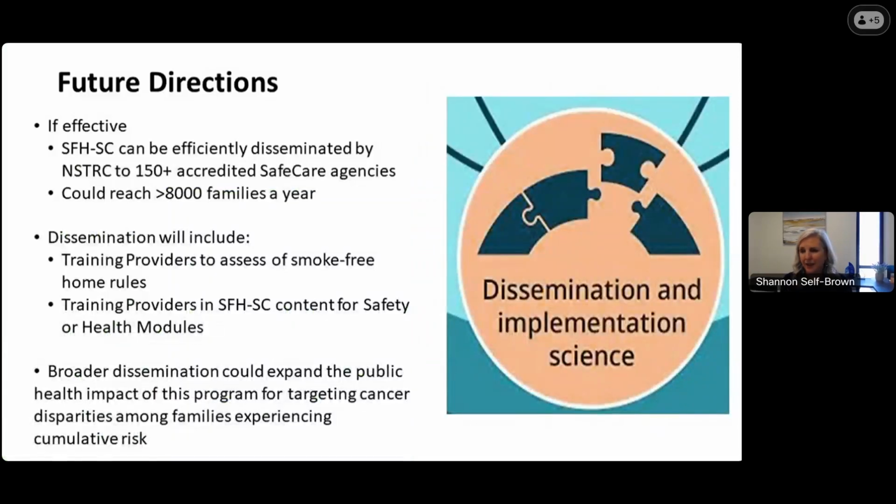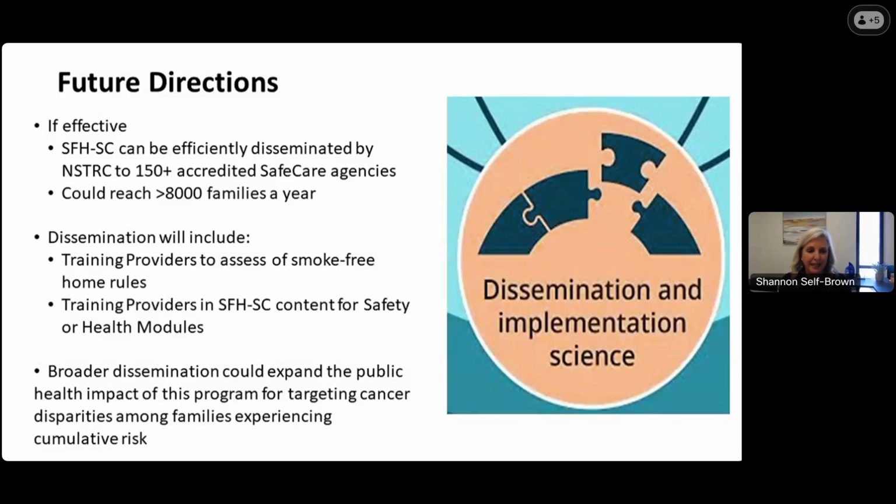So lastly, if we find that the integrated intervention is effective, we have a pretty seamless way to disseminate these efforts because we have more than 150 accredited SafeCare agencies across the U.S. that reach more than 8,000 families a year. So to disseminate this, I run the National SafeCare Training and Research Center along with Dan Whitaker. We simply could offer trainings in smoke-free home rules to our existing SafeCare providers. We've been able to train in the Smoke-Free Home SafeCare content in about 2.5 hours with 3 follow-up touchpoint coaching sessions. So it's a pretty low burden training.